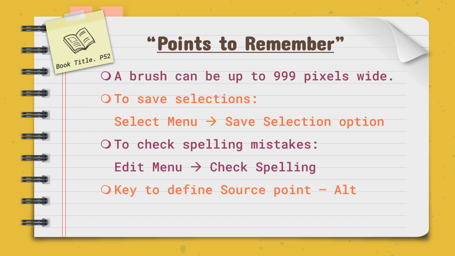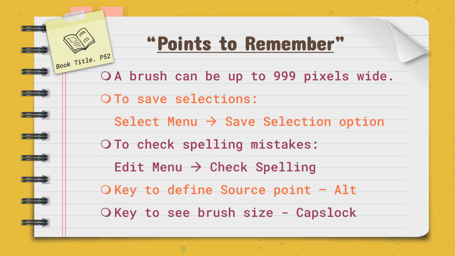What is the shortcut key to define the source point? While making some clones, or at the time of picking some color, press the Alt key. It will define the source point while you are doing the cloning.